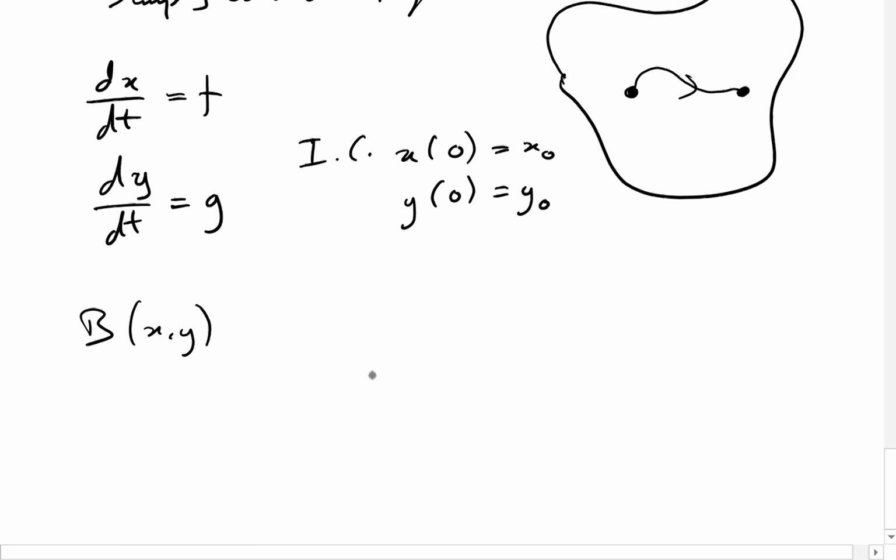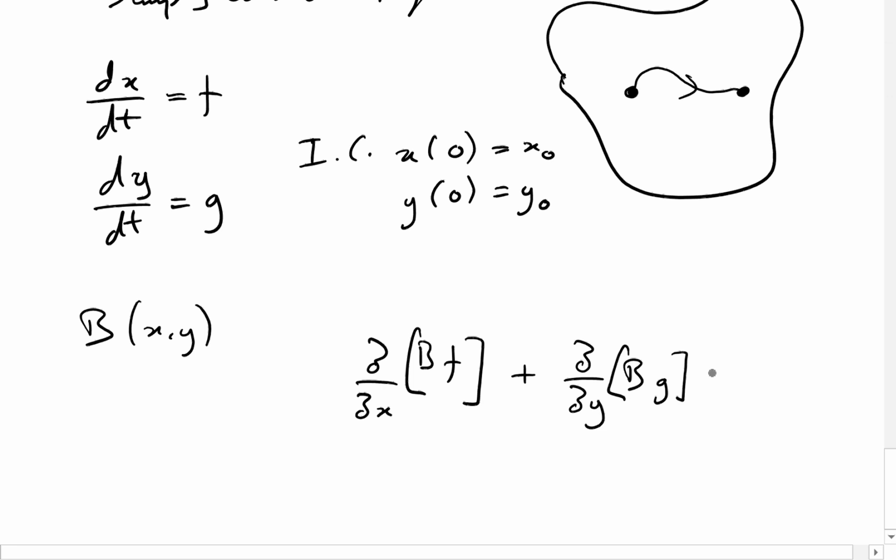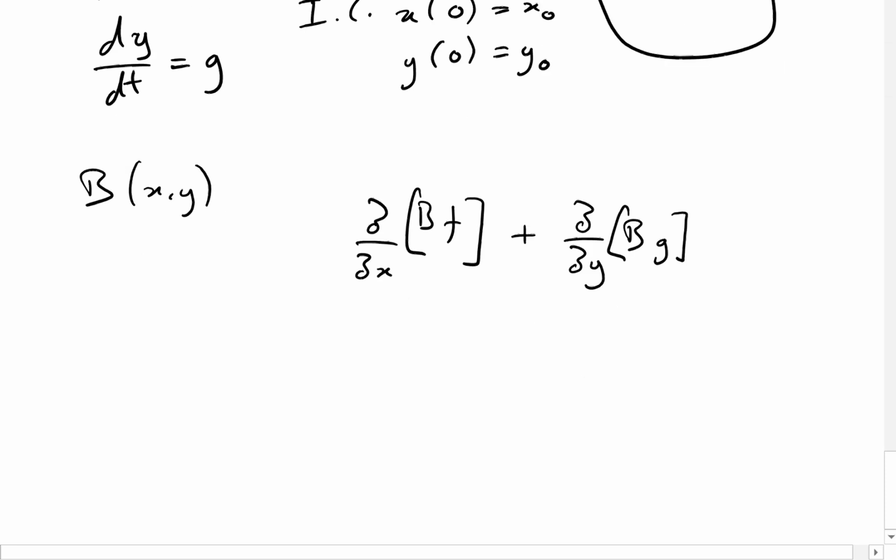Once you've got these, then you can set up this, I don't know whether it's an equation or an expression, which goes like this. You differentiate the scaling function b times f with respect to x, and you add it to the derivative with respect to y of our scaling function times g. You add the two things together. Then you've got two conditions that have to be met.